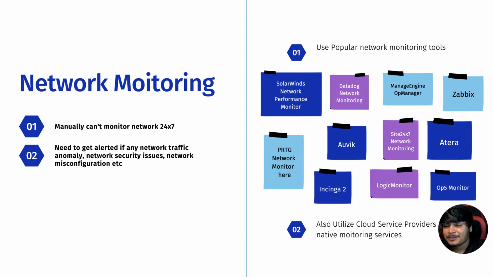So, the very popular ones I will tell you: SolarWinds Network Performance Monitor, Datadog network monitoring, ManageEngine OpManager, Zabbix, PRTG network monitoring. I never used these, but I found these are what people use. Also Site24x7 network monitoring, Auvik, Paessler, Logic Monitor, OpsMonitor. I use Nagios only. Did I put Nagios? Okay, I forgot. I think it's because I didn't put the free ones, but there are a lot of free ones also. So Nagios and other tools are there. You can utilize all that.